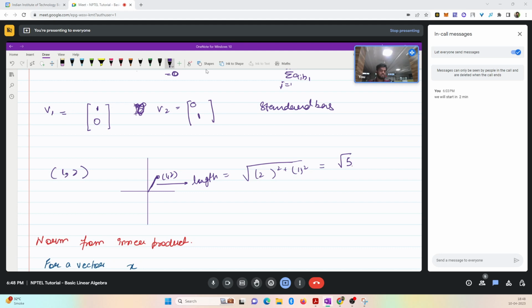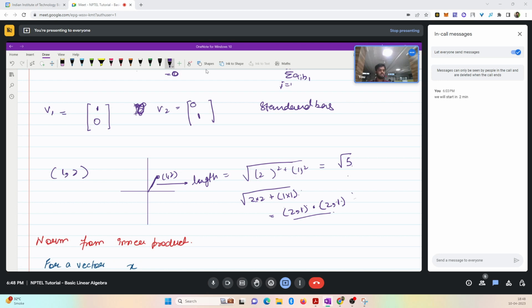Now if you break this thing, you can view this as 2 into 2 plus 1 into 1, right? Again, if you break this thing, you can view this as (2, 1) dot (2, 1). So this is the dot product of the vector with itself. So that's how it became 2 into 2 plus 1 into 1.